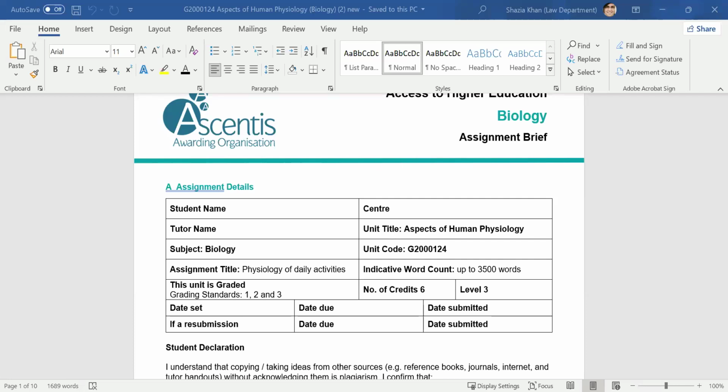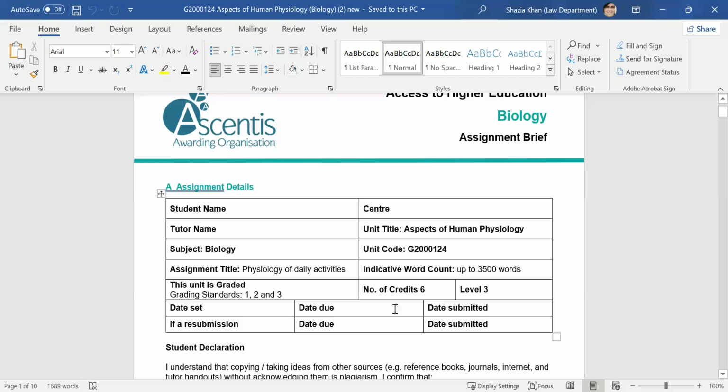No, please. Okay, so now we're going to look at the assignment. Can you see the assignment brief? I only see the assignment details. Let me share it again. Share assignment brief. Can you see it now? It says Ascentis awarding, with the student name. Yeah, student name. This is how the assignment looks.